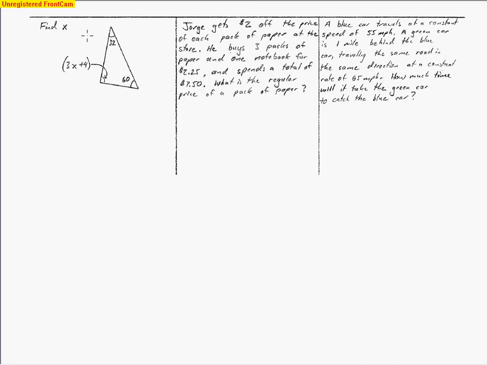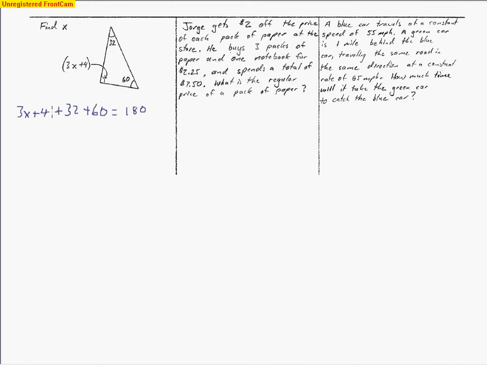So here we're trying to find x. So what we're going to do is take all the numbers, all the different angles, 3x plus 4 being one angle, 32 being the other, and 60 being the last. And when I sum all the angles in a triangle, it always equals 180 degrees.